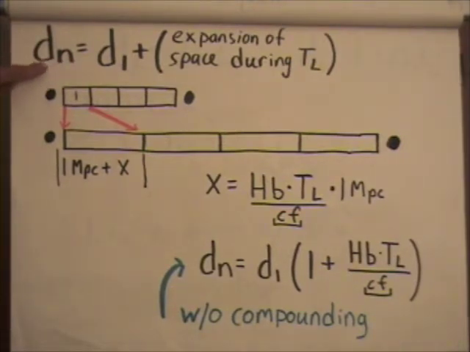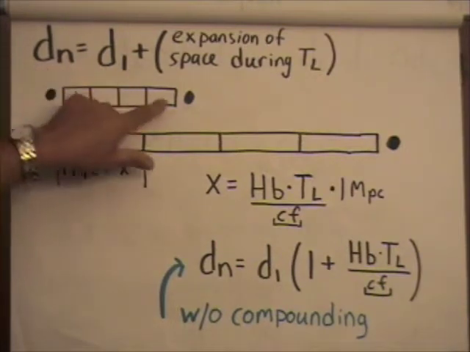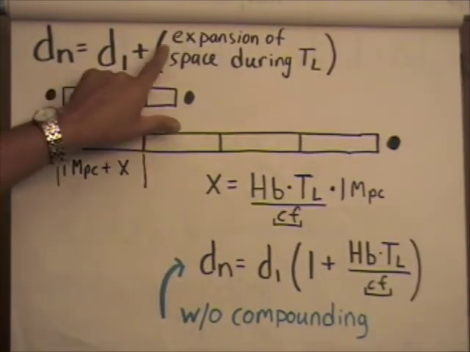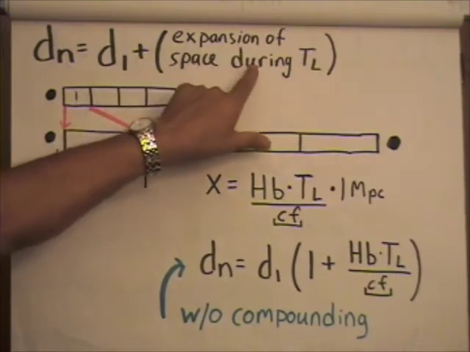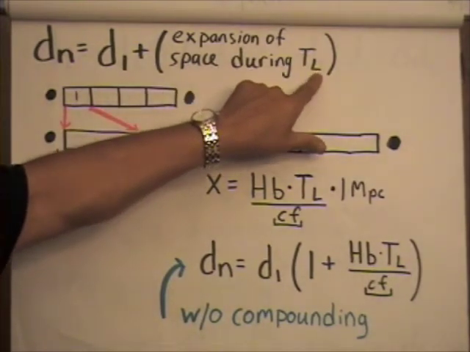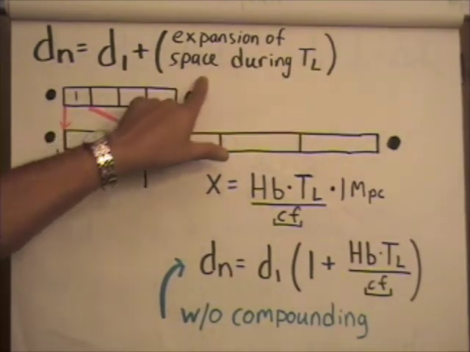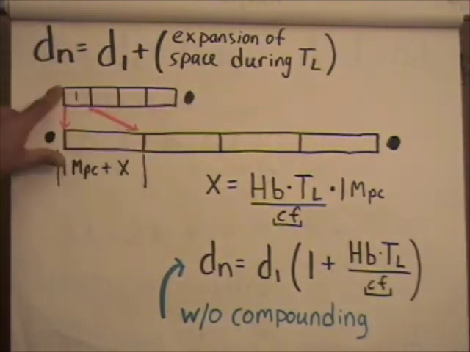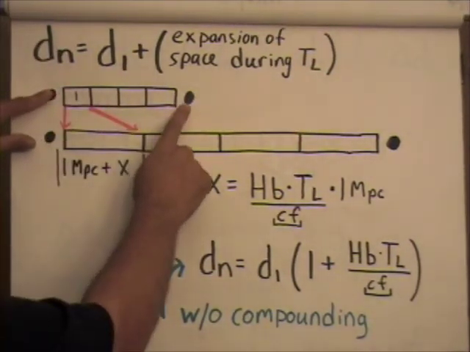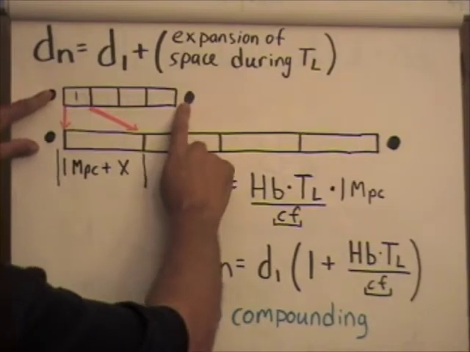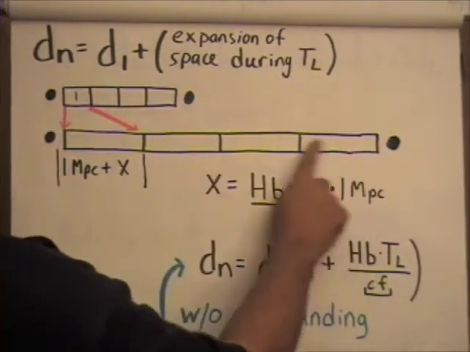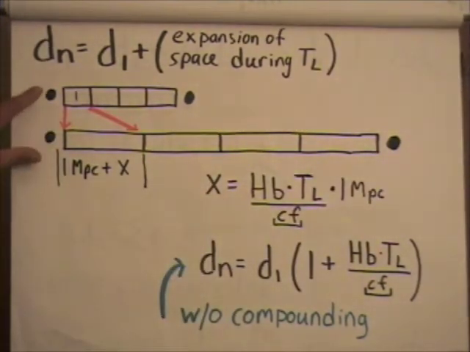Now, dn, as we can see from the diagram, is d1, the initial distance, plus the expansion of space during TL, the time that light was traveling. So whatever the initial distance was, then for however long light was traveling, how much did space expand?